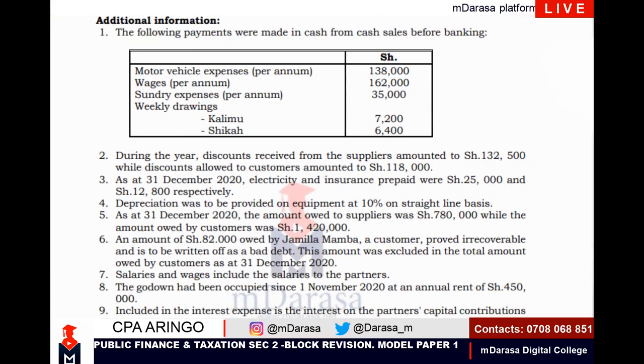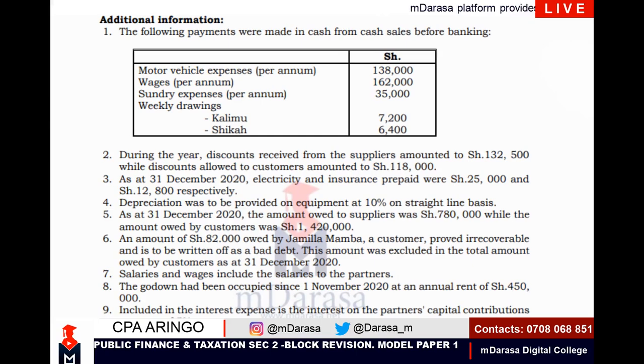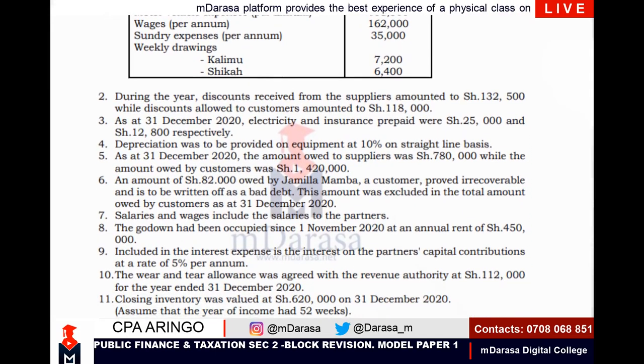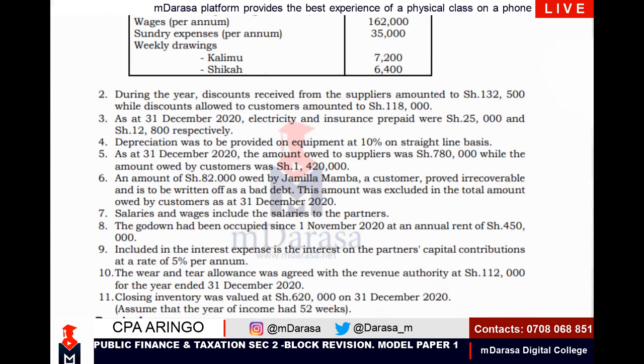We have motor vehicle expenses per annum, wages per annum, sundry expenses per annum. Then I'm also given our weekly drawings for Kalemu and Shika. Note 2, we are told that during the year, discounts received from the suppliers amounted to 132,500, while discounts allowed to customers amounted to 118,000. So I'm having a concept of discount received and discounts allowed, right?